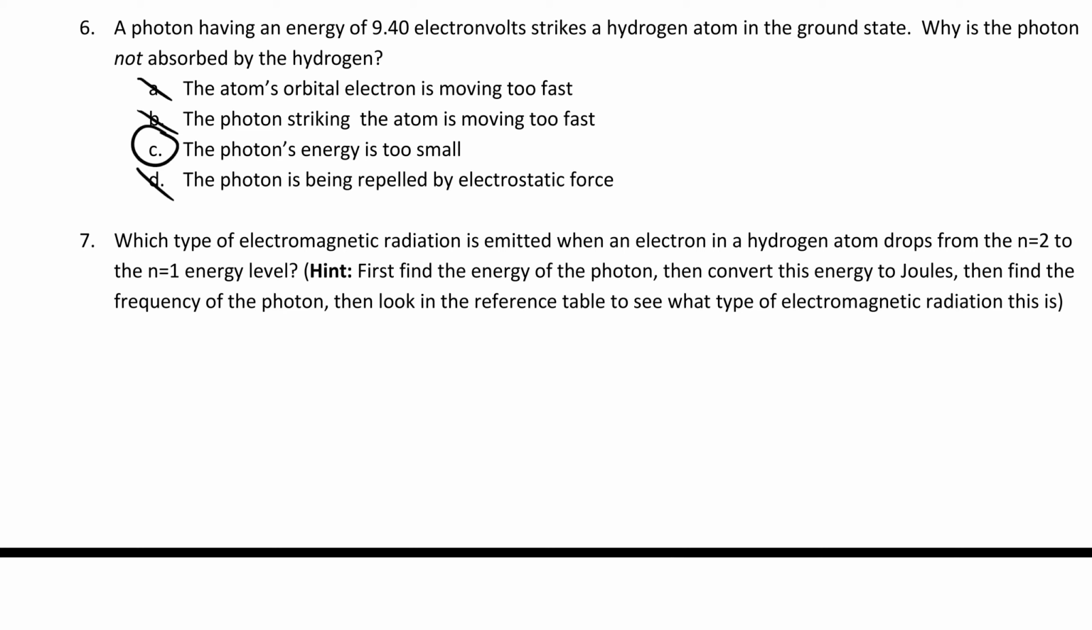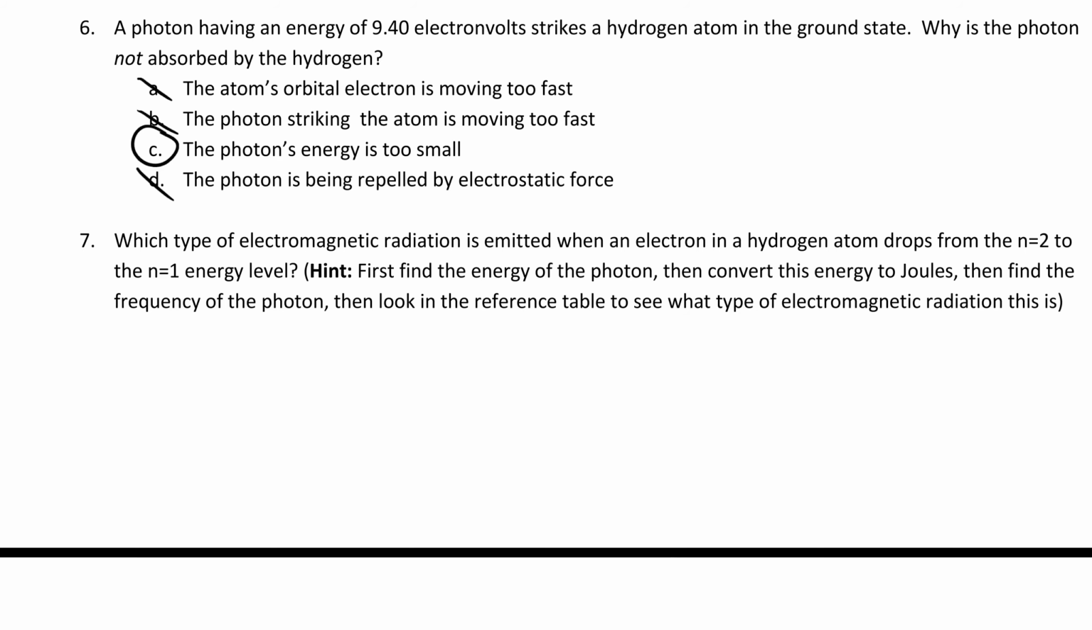Okay, number 7. Which type of electromagnetic radiation is emitted when an electron in a hydrogen atom drops from the n equals 2 to n equals 1 energy level? So that's cool. We're going to find the photon energy, and then using that energy, we're going to determine the frequency, and then we'll look at that electromagnetic spectrum and match the frequency with the type of radiation. And let's see if that hint says that. It says first find the energy of the photon, then convert this energy to joules, then find the frequency of the photon, then look in the reference table to see what type of electromagnetic radiation this is.